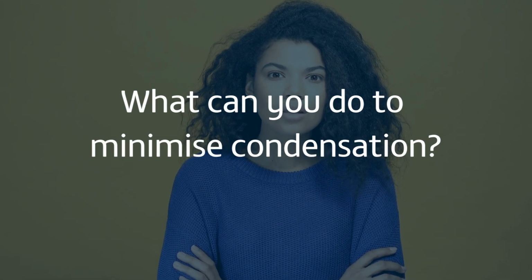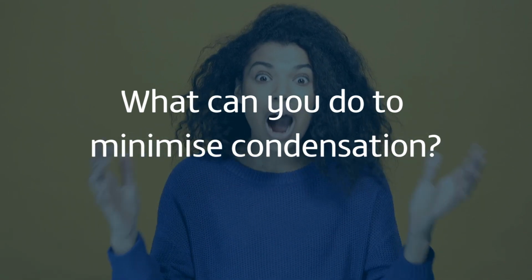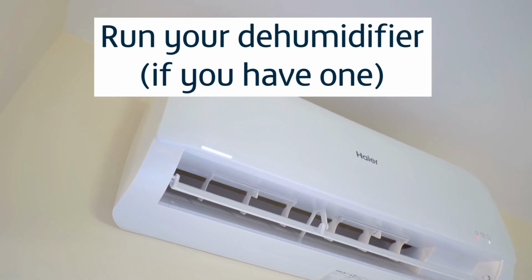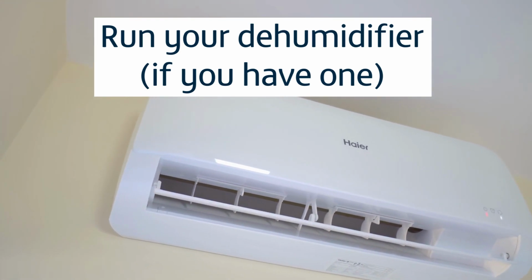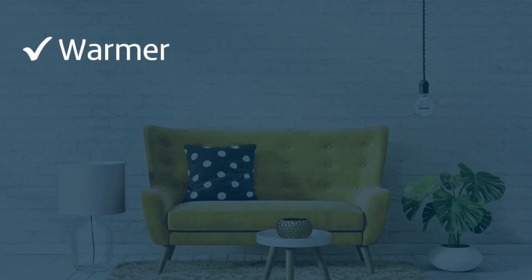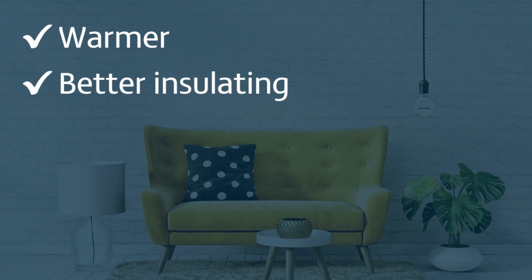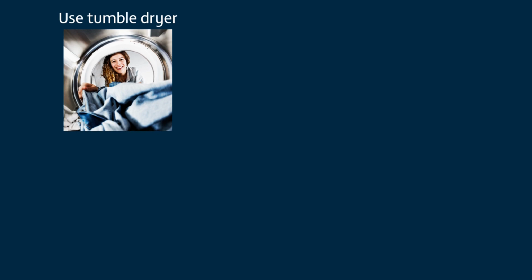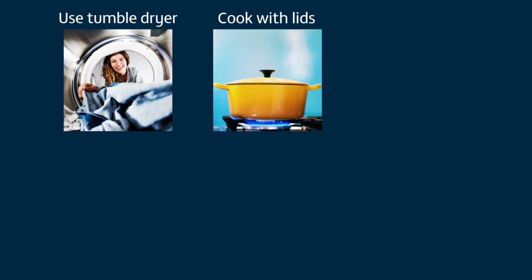So what can you do to reduce the condensation that comes with all of these activities? First things first, a dehumidifier will make a big difference if you have access to one in your property. Drier air and walls are both warmer, which means they insulate better and can also lead to lower energy bills. Also, use a tumble dryer if you have one, instead of drying clothes on the radiator or drying rack. Cook with lids on your pots and pans to reduce the water being released into the air.